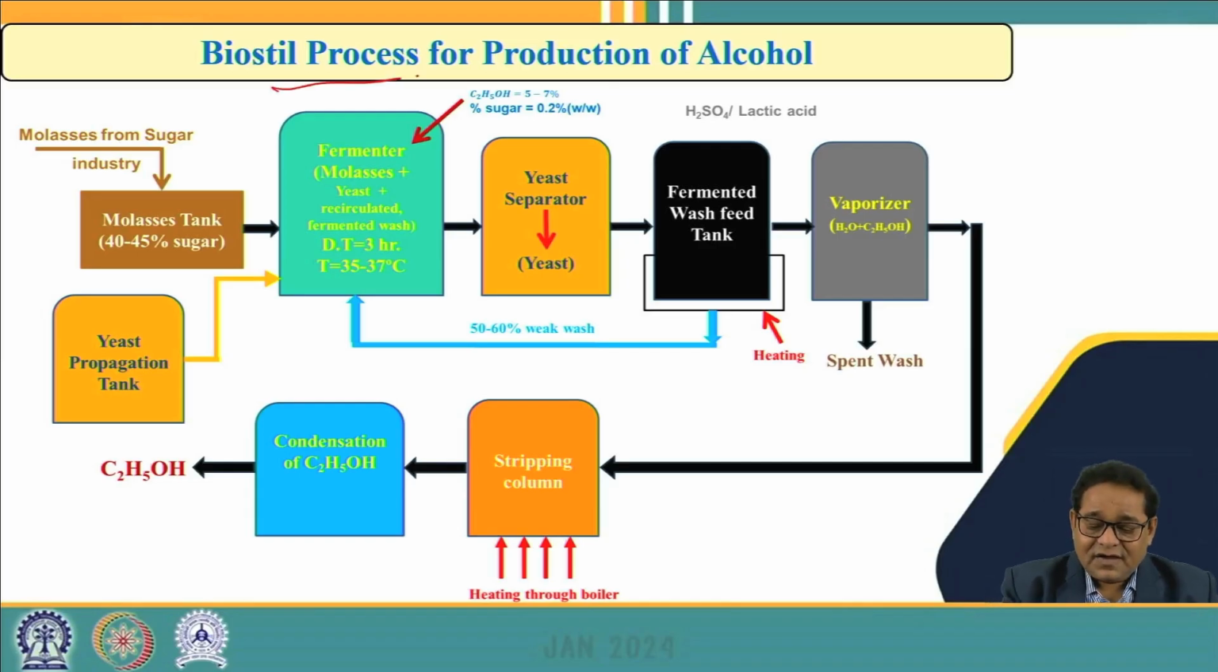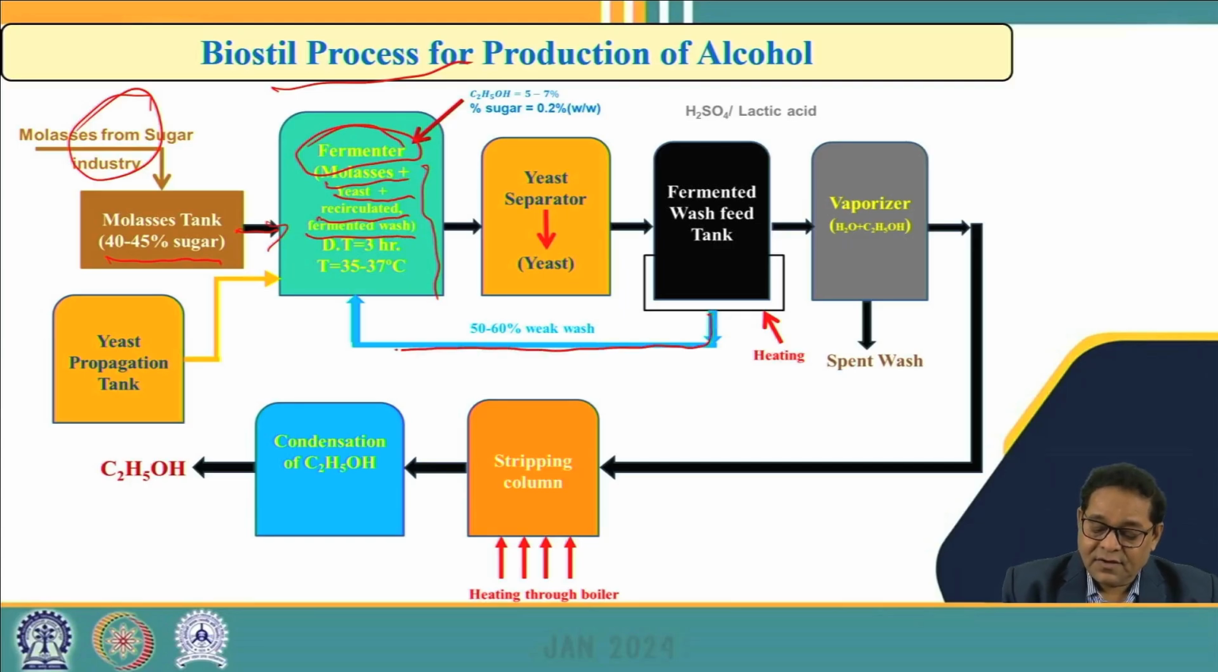Another type of process used for production of alcohol is called the biostill process. As I said, this is a continuous process. Here the molasses that comes from the sugar industry again has 40 to 55% sugar. It goes directly to the fermenter unit, which contains a mix of this molasses plus yeast culture, and there is also addition of recirculated fermented wash.